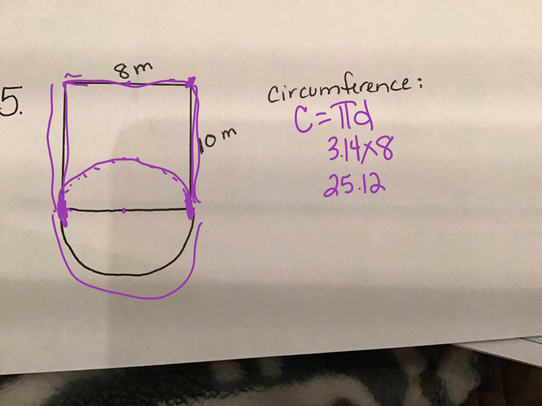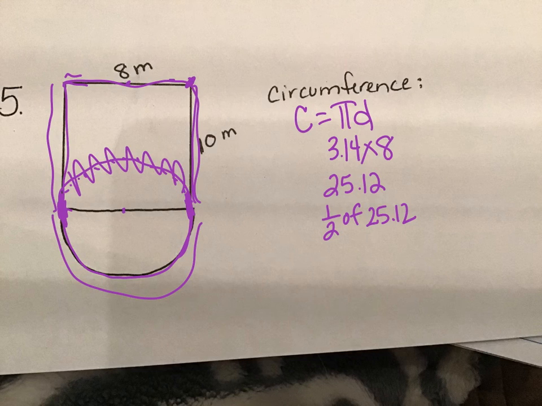But we're not. We're not going on this curve, are we? We're not going there at all. All we're doing is going half of that circle. So we need half of 25.12. Do you remember how to do that? Of in math means times. So go ahead and take half times 25.12, and that would be 12.55. Now we got the curve.